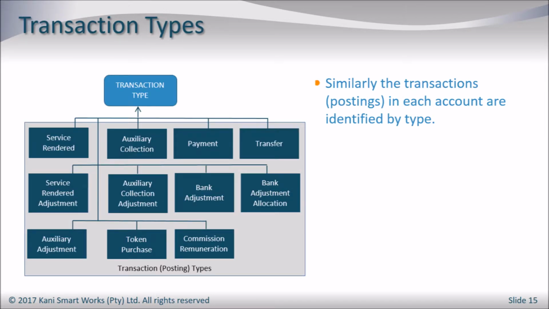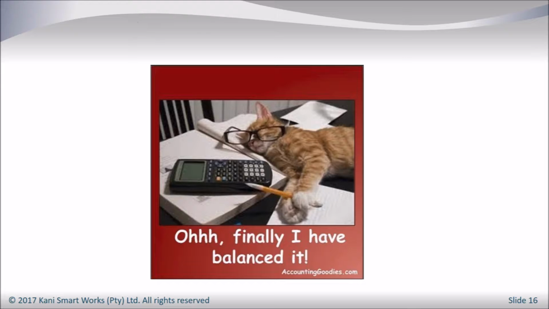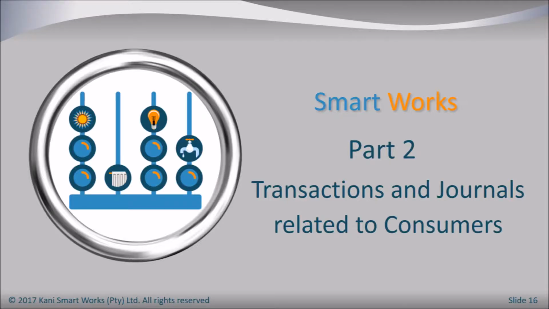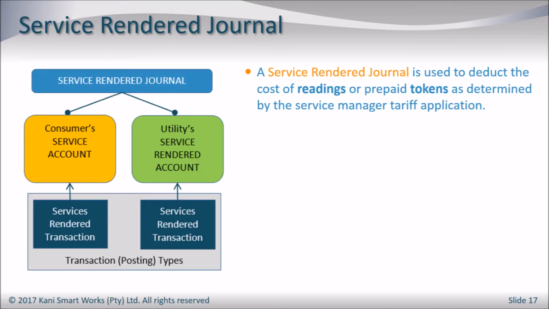Similarly, there are different transaction types as shown. Again, we'll look at these when we discuss each use case. Now that we've completed our accounting crash course, we'll look at part 2, transactions and journals that relate to consumer accounts. Services rendered journal.